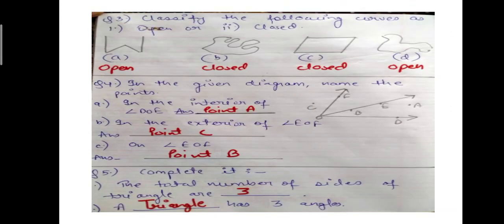Now, in the third question, a few figures have been given to us, and we have to choose whether these figures are open or closed. Open figures are those whose endpoints never meet each other, whereas a closed figure is one whose endpoints meet. There is no opening in a closed figure.